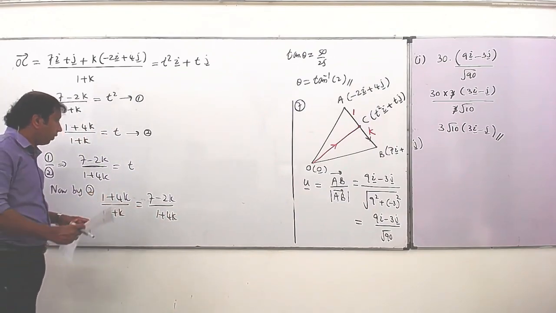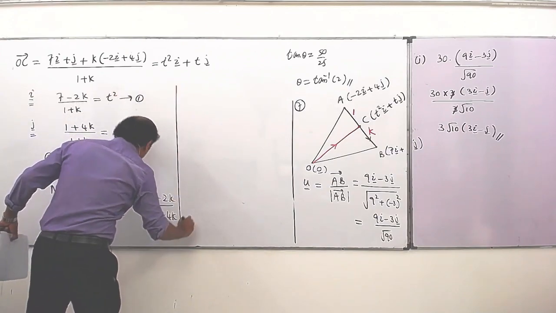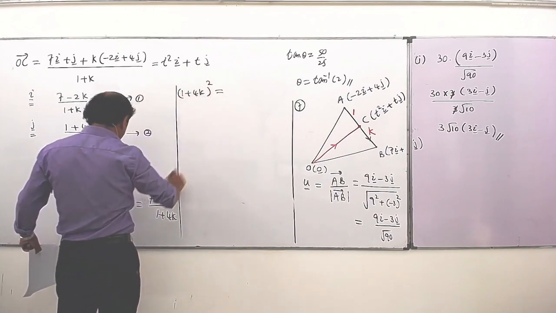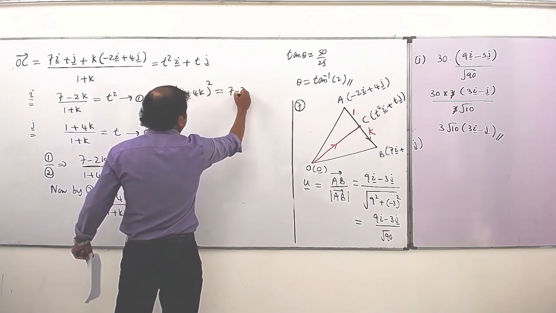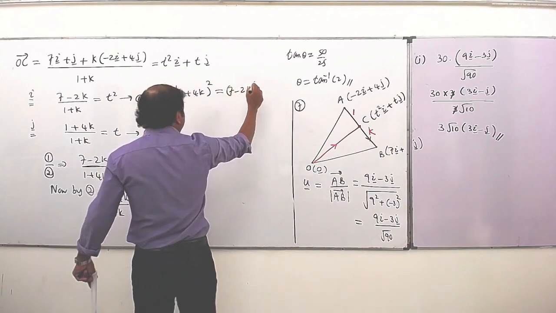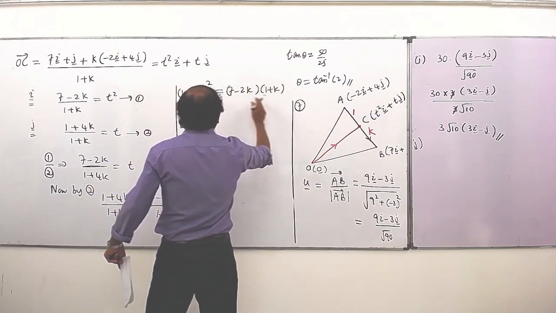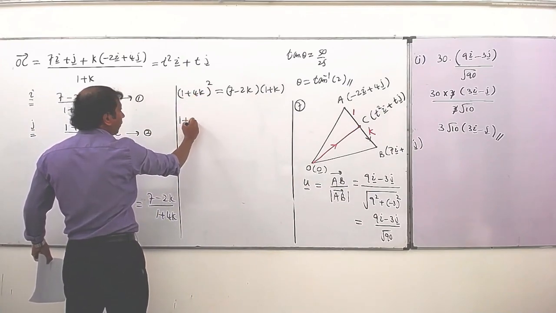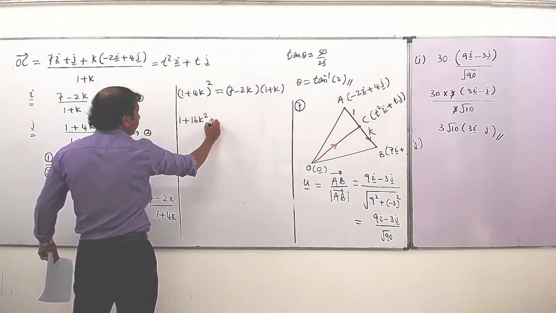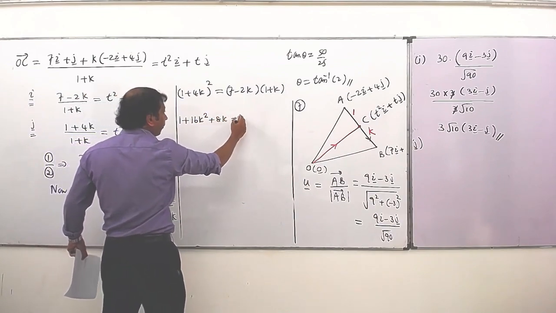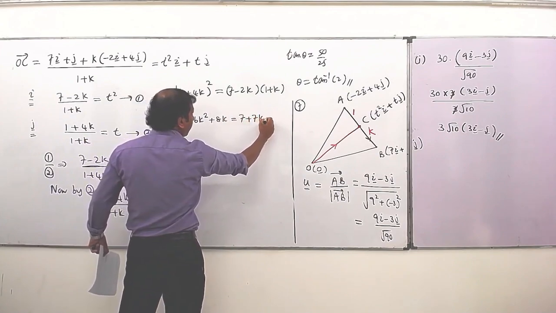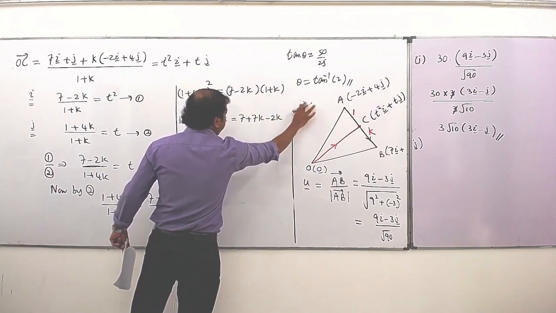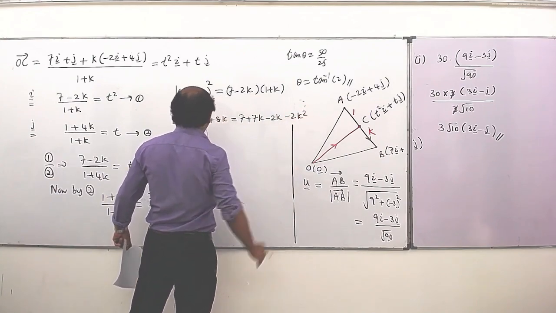Use a cross multiplication this way. 1 plus 4k perfect squared equals this and this. So 1 minus 2k times 1 plus k. Simplify this. We get 1, 16k squared, 8k here. 7 plus 7k minus 2k minus 2k squared. Right.